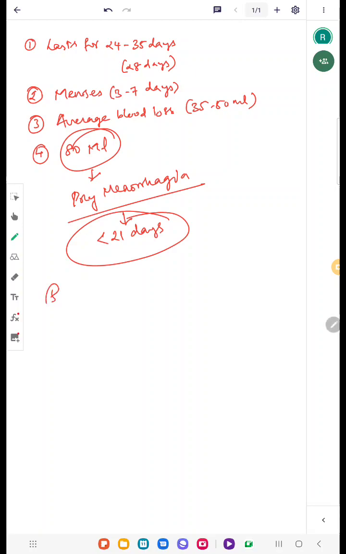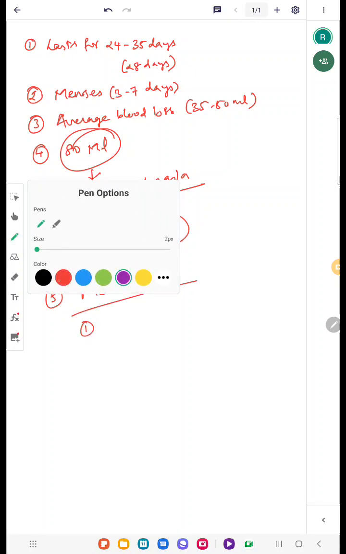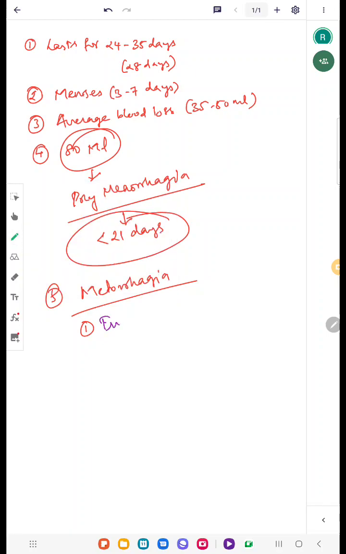And there is also a condition called metrorrhagia, where there are irregular cycles superimposed on regular cycles. So the woman will have a regular menstrual cycle and also an irregular cycle. This is called intermenstrual bleeding.